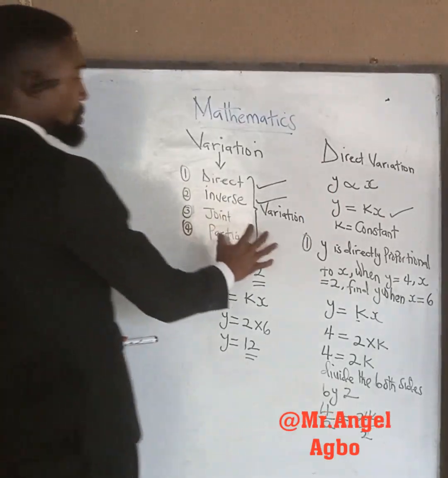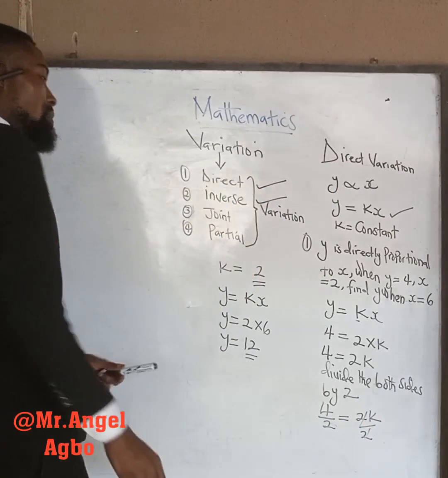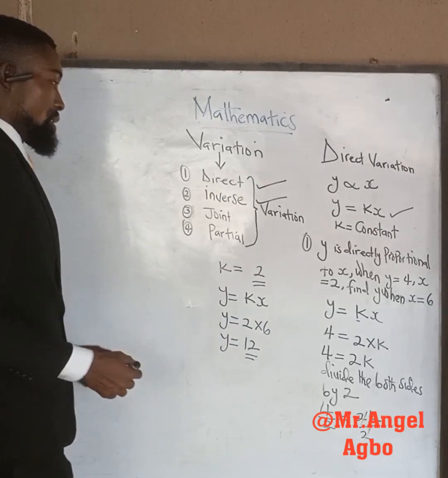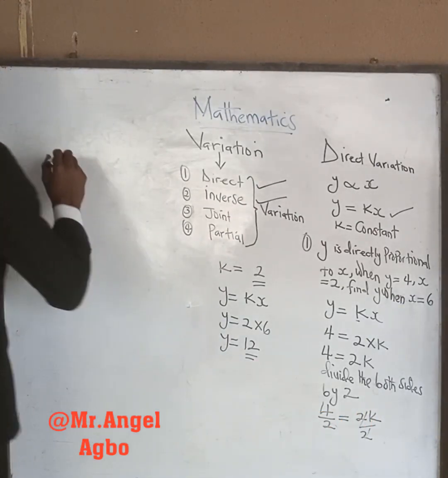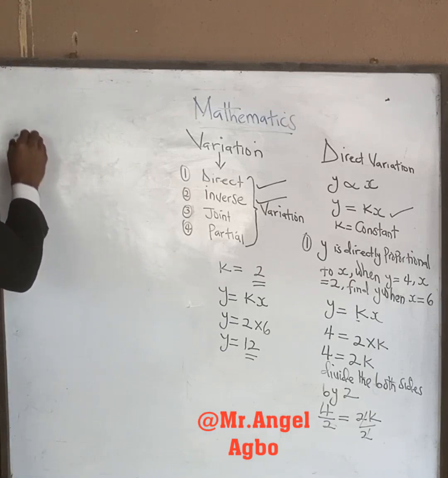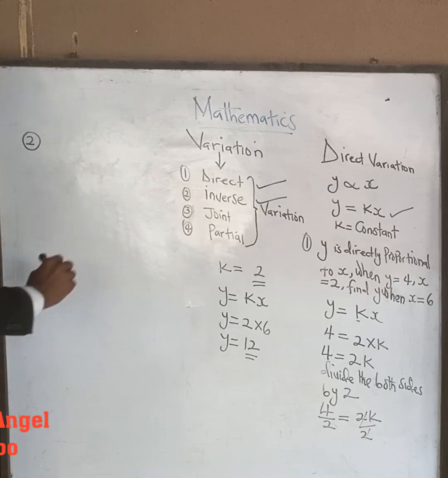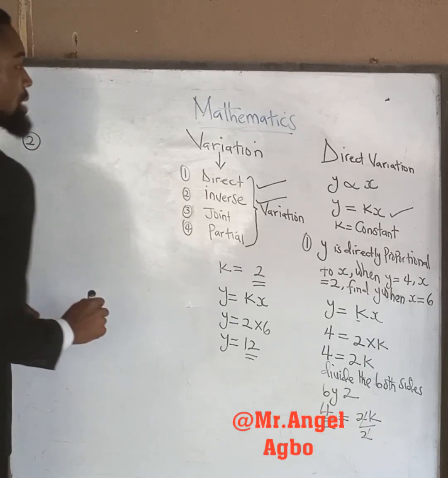Now we are going to move on to the second type of variation, which is the inverse variation. Under inverse variation, I'll consider the second question as the one for inverse variation. And let's still use x and y.